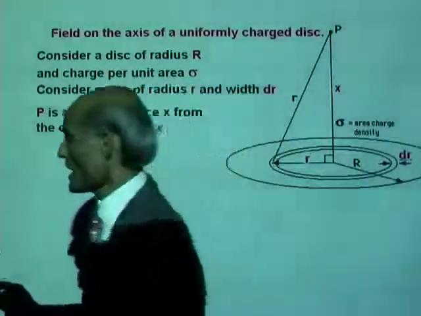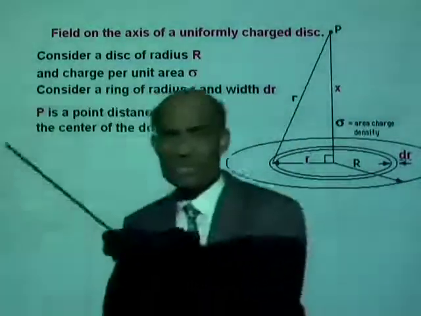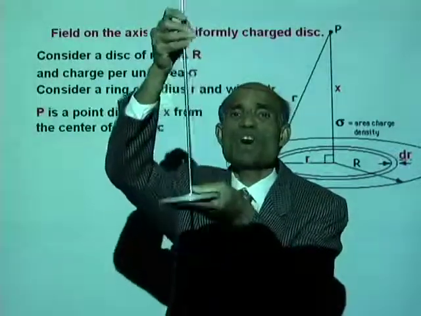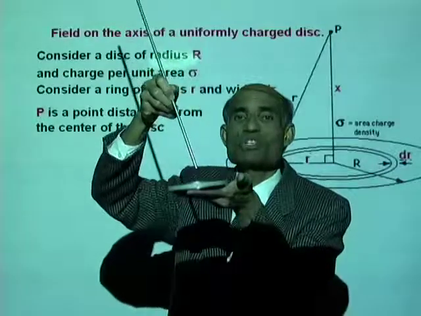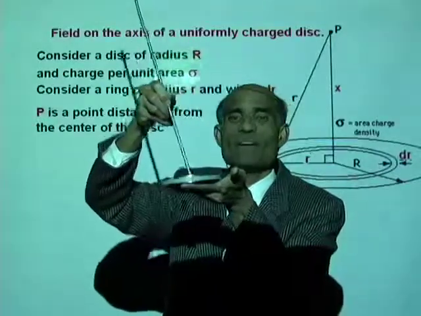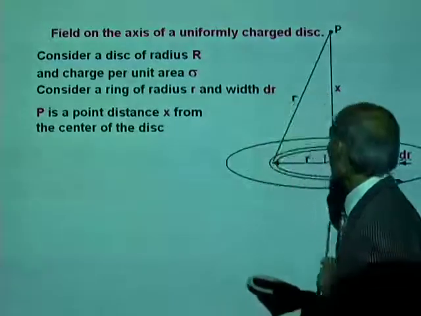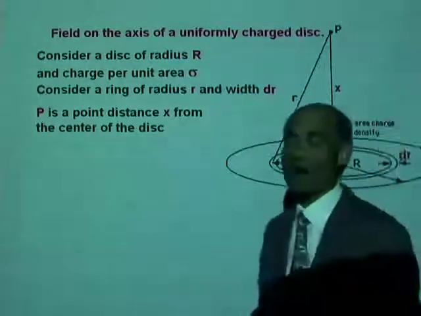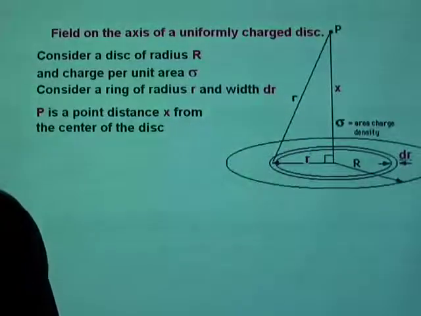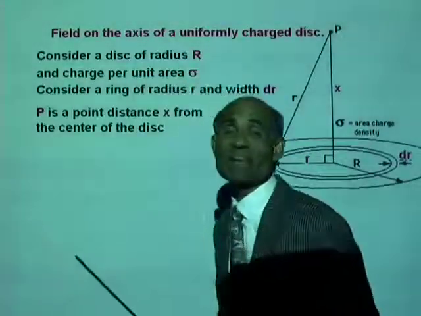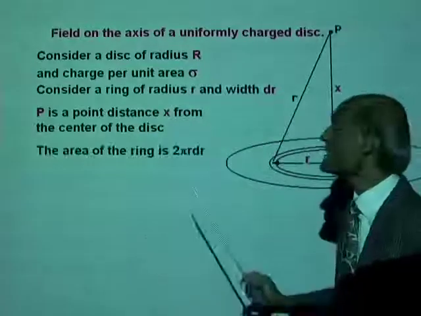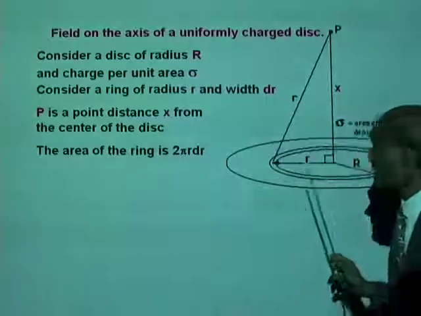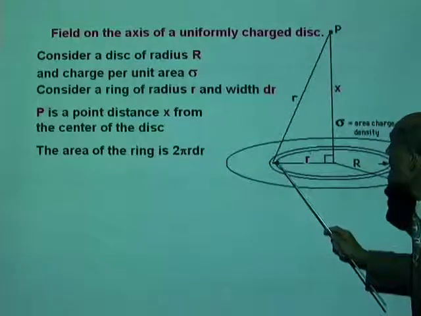You can see in my diagram I have kept the disk flat like this, and the point P is on the axis here. And you can see I have cut one ring. The ring has a radius r and the width of the ring is dr. Can you tell me what the electric charge on that ring is? To do that, you need to find the area of the ring. Can you tell me what the area of this ring is?